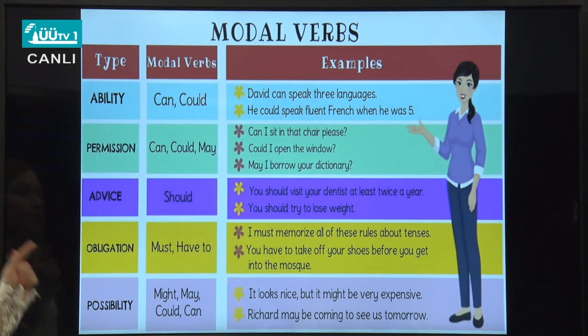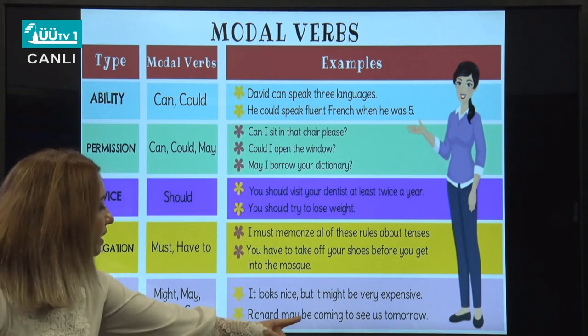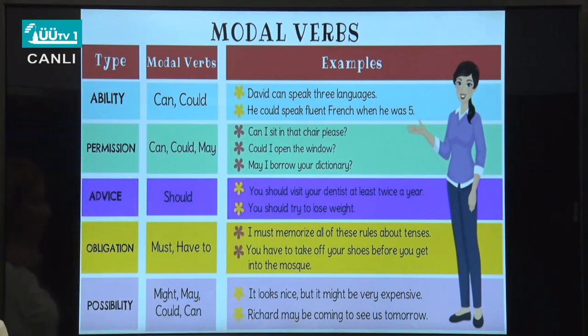So after these types of modal verbs, we have possibility. Possibility is used for can and could, may and might. It looks nice, but it might be very expensive. Richard may be coming to see us tomorrow. For example, this is a very important thing I want to share with you. As you see, may, be. We don't have am, is, are after may as modal verb.